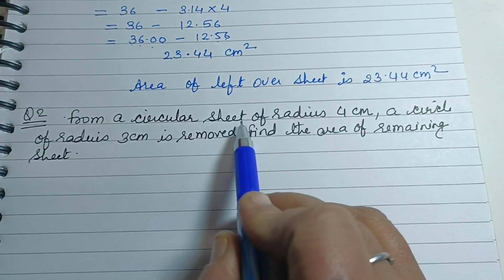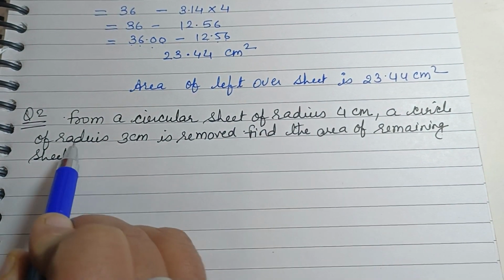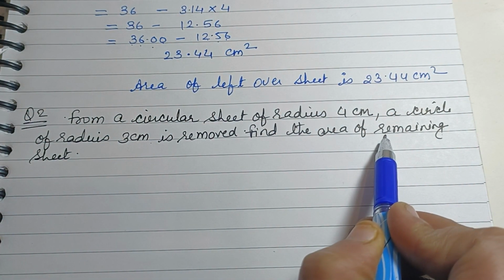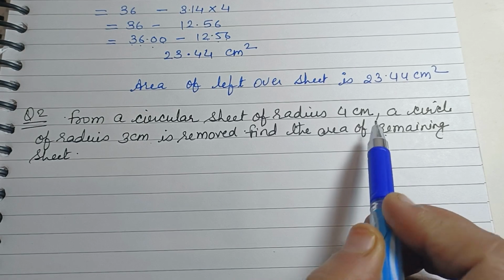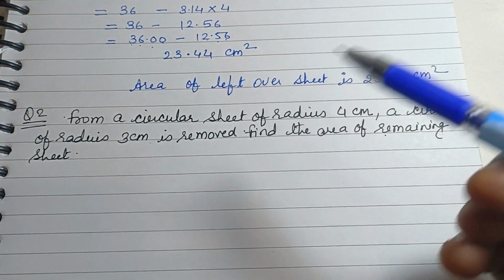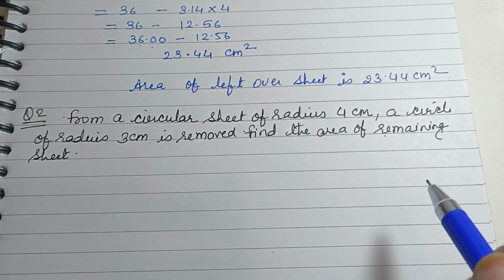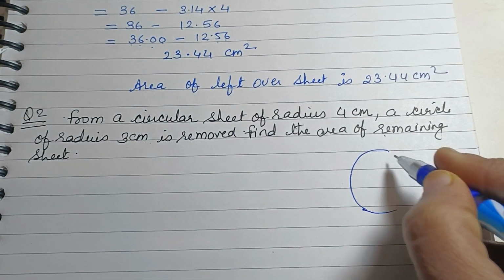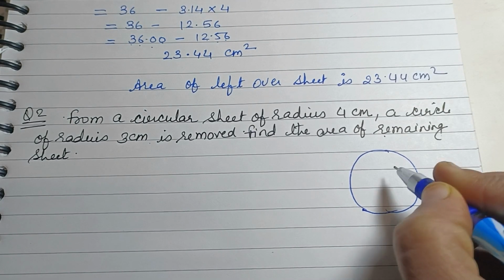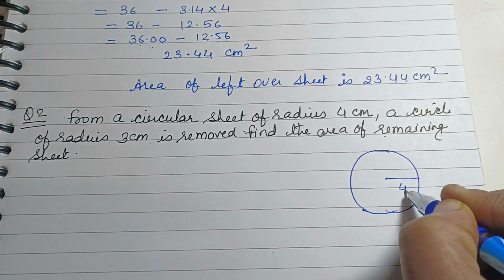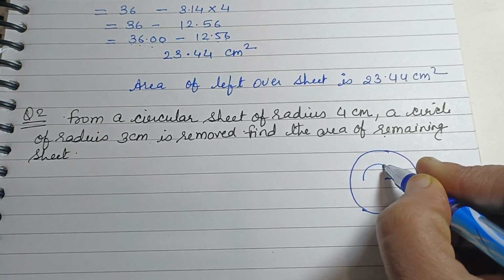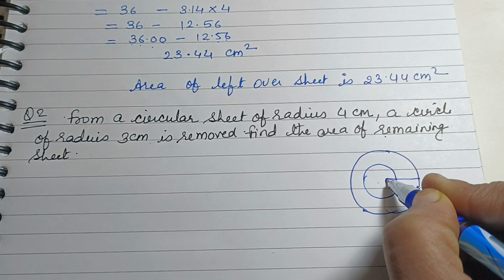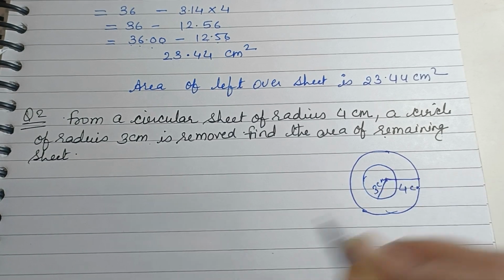The question says, from a circular sheet of radius 4 cm, a circle of radius 3 cm is removed. Find the area of the remaining sheet. Almost the same concept is there. In the previous question, the sheet was square. Here it is circular. So just make the bigger circle. Its radius is 4 cm. Now from this, one small circle whose radius is 3 cm is cut.